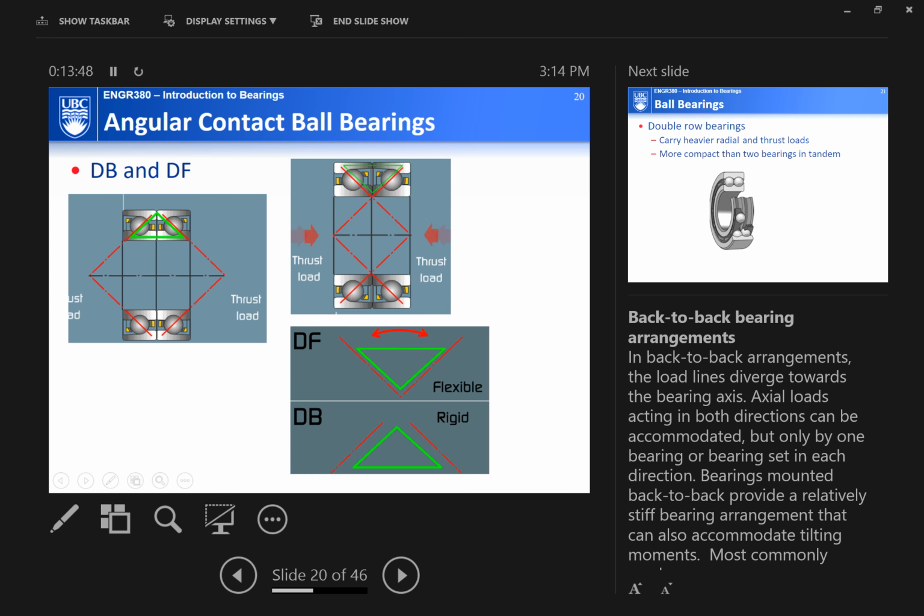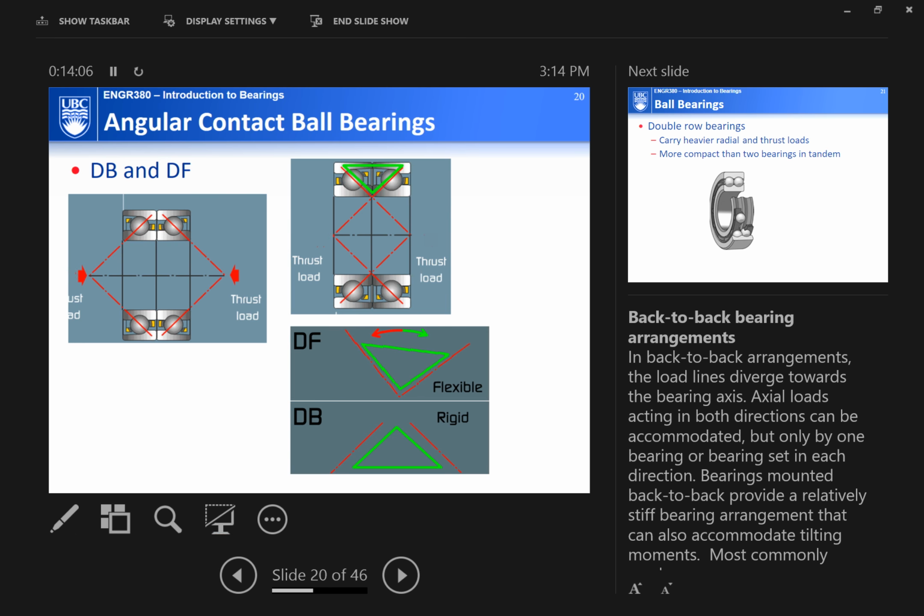For the back-to-back and face-to-face. This one is back-to-back, and this one is the face-to-face, right? Both can take thrust load in either direction. However, the back-to-back can often take more tilting moment.